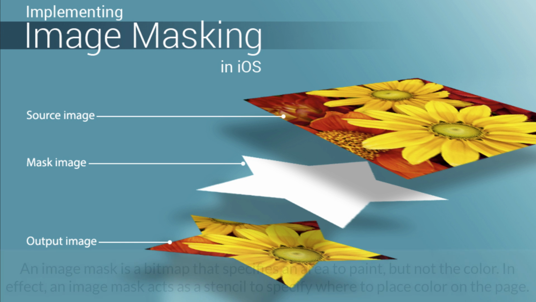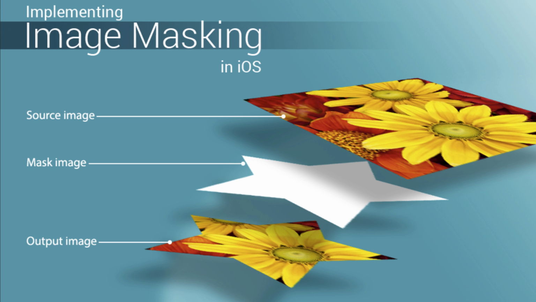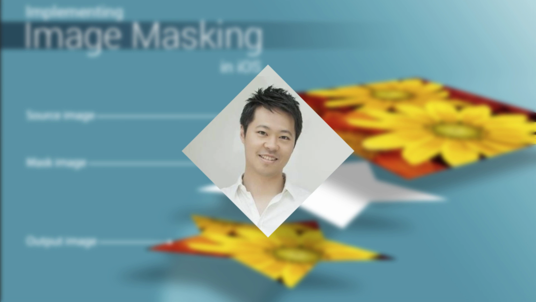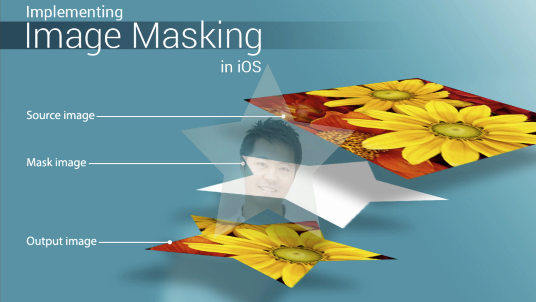According to Apple, an image mask is a bitmap that specifies an area to paint, but not the color. In effect, an image mask acts as a stencil to specify where to place color on the page. So that's what an image mask is, and you can use them to basically change the shape of your images to whatever you want. You can make your image a circle, a diamond, a star, or in our case, what we're going to do is take a popular logo and use that logo's outline to mask an image. Okay, so let's see what this looks like.